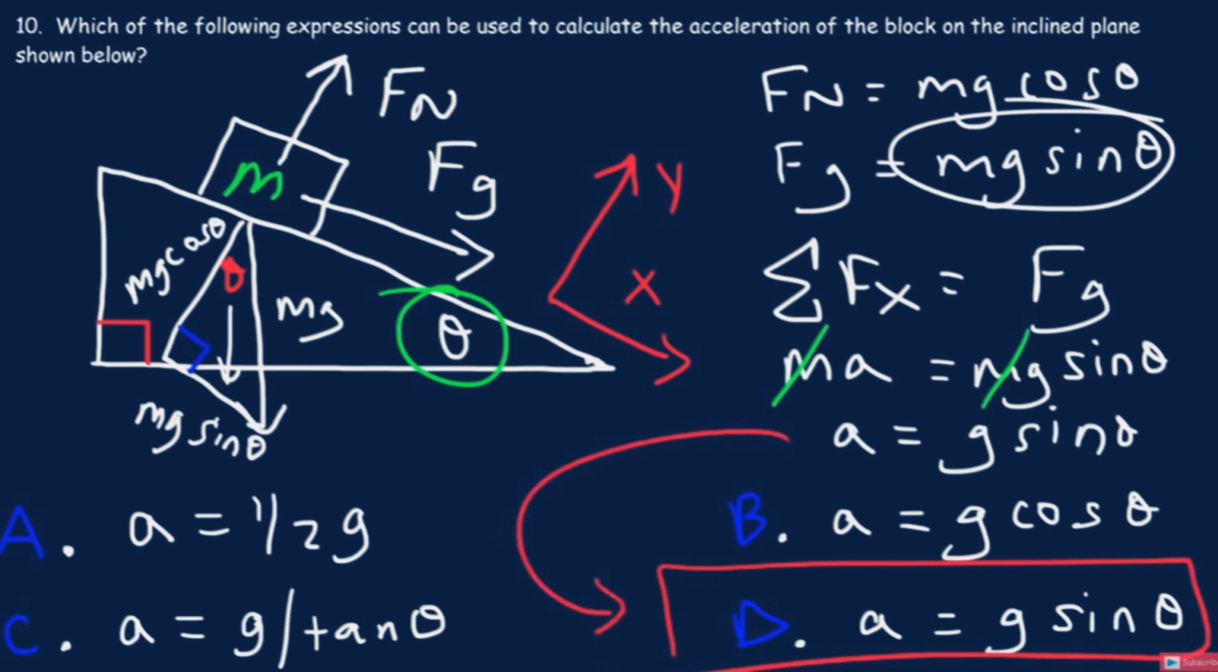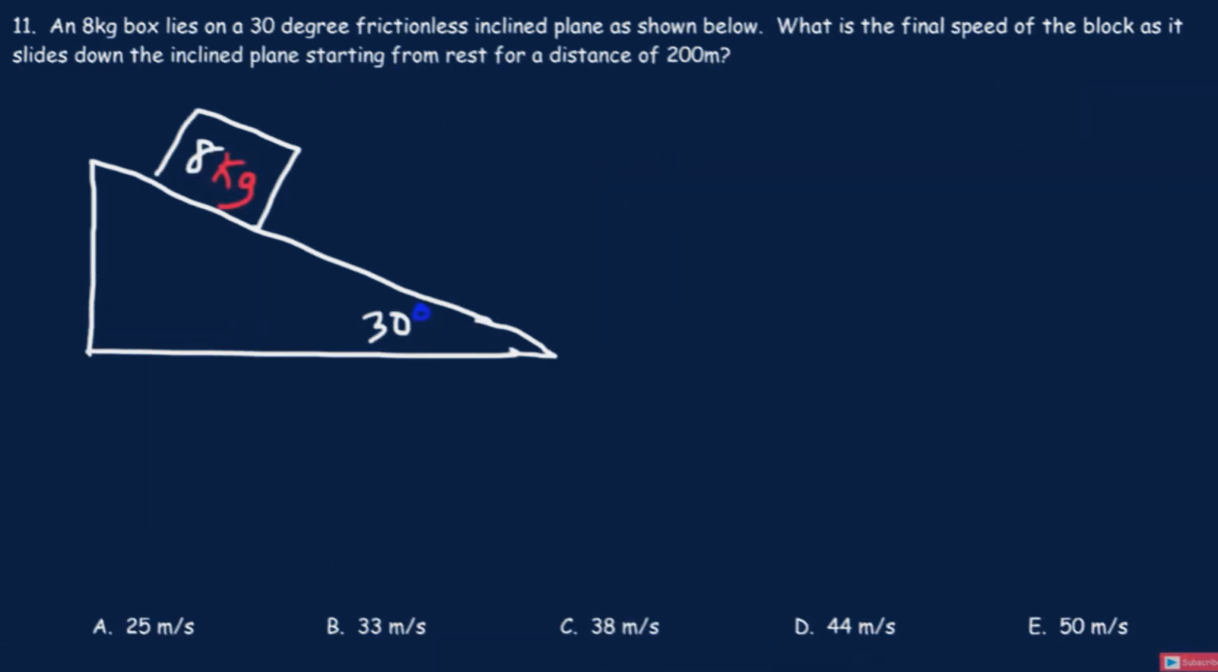Final speed. Number 11. An 8-kilogram box lies on a 30-degree frictionless inclined plane as shown below. What is the final speed of the block as it slides down the inclined plane, starting from rest, for a distance of 200 meters? So based on the last problem, we know how to calculate the acceleration. It is g sine theta. It is dependent on the angle of the inclined plane.